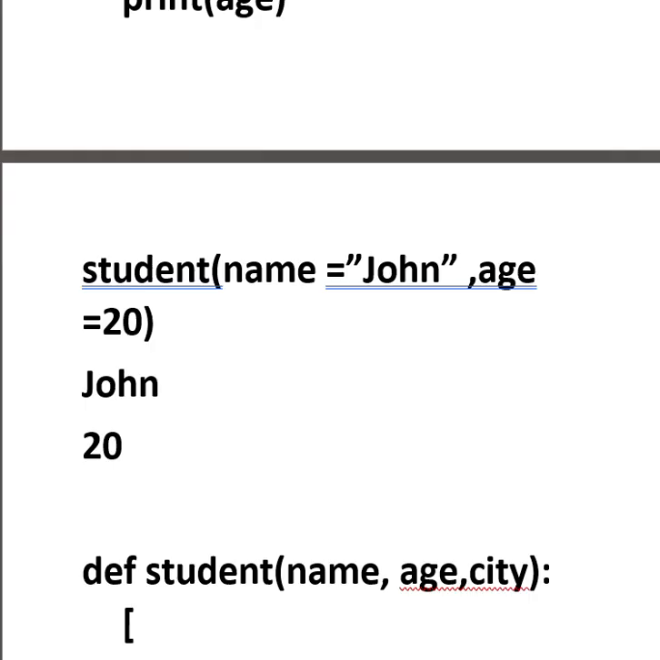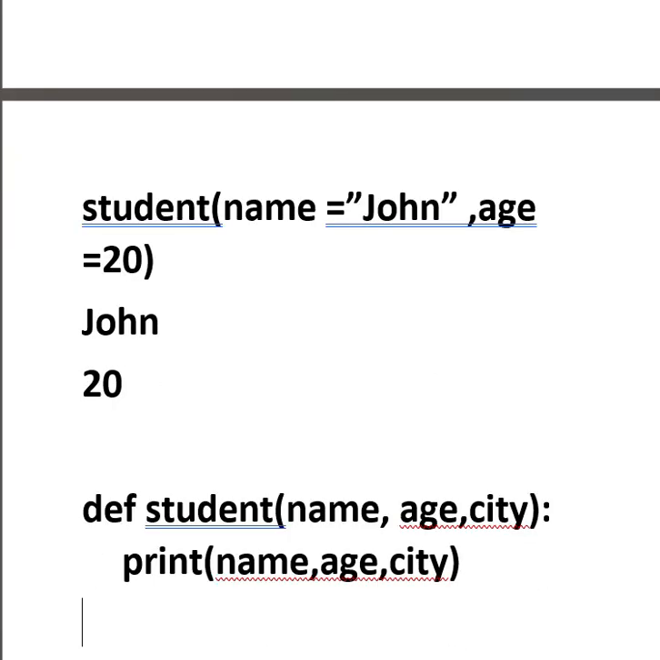Okay, I'm going to print all three parameters: print name, age, city. At least we need to call a function. Is it student? Student, I'm going to give a name first. City. City is equal to Chennai.